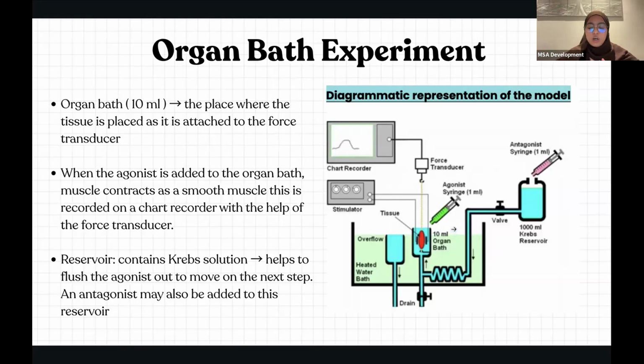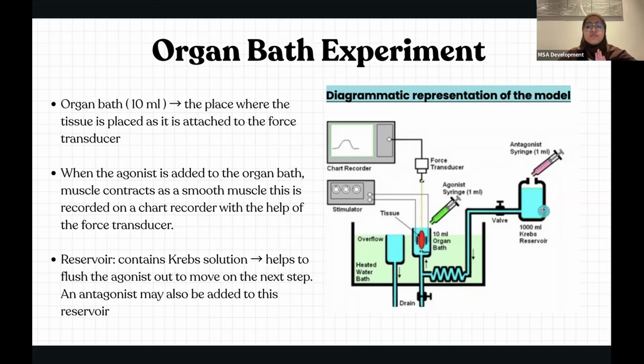But anyway, this is called an organ bath experiment. Here you have the organ bath and you have a reservoir. You put a tissue in the organ bath, and you add the agonist to the organ bath and record the contraction that occurs with this agonist. Then you want to remove the concentration that you just added, so you use this reservoir with Krebs solution to wash out the agonist and try out another drug. Just keep that in mind.